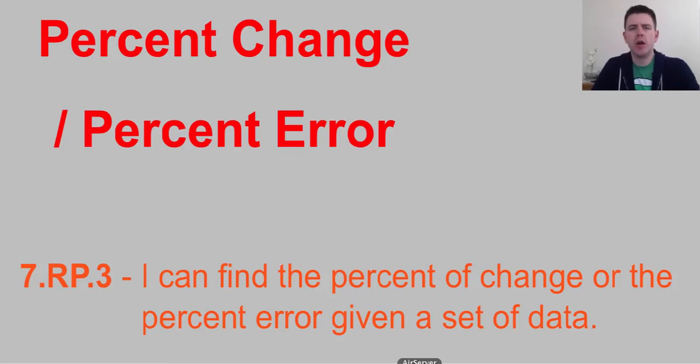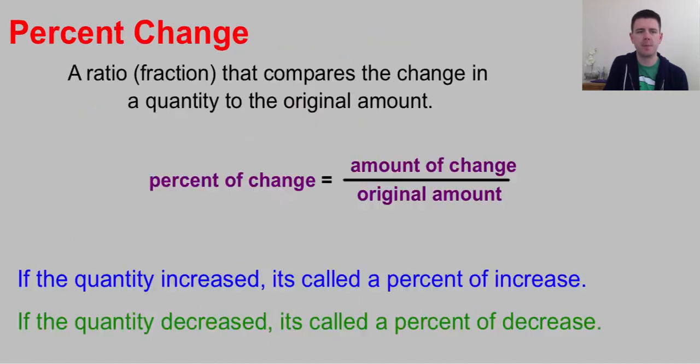Our next lesson is on finding the percent of change, or sometimes it's called the percent error. It's a pretty straightforward lesson for us, so it should be a quick one. Go ahead and get your title and your learning target, 7RP3. You can find the percent of change or the percent error given a set of data.